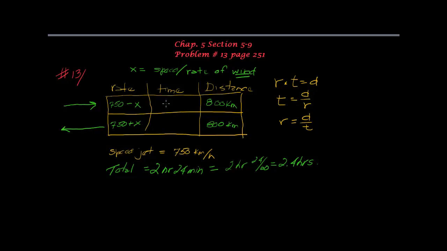So now let's go back to our chart and look about time. Time can be calculated by distance over rate. And the reason we're going to do that is so that we write our equation with one variable. So the time here is going to be 800 divided by 750 minus x. And time here is going to be 800 divided by 750 plus x.